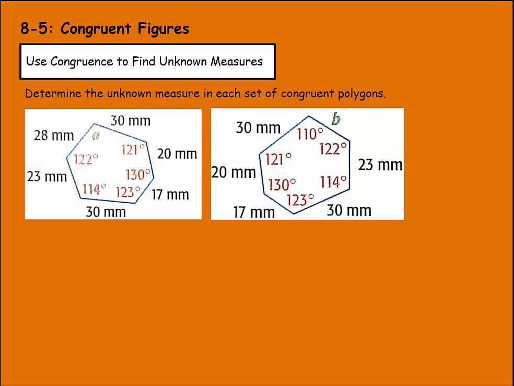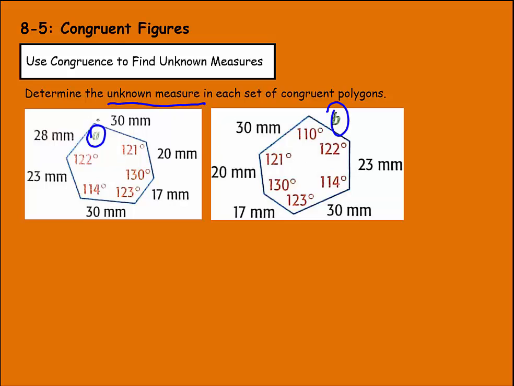Now we're going to be given two congruent figures, and we have to find unknown measures in each set of them. So the two unknown measures I have here are this A, and then this side length B. A is an angle, B is the length of a side. Let's look at A first. So I already know that these are congruent because it tells me that they are congruent. So knowing that, I know that the angles and the sides have to match up. So if you notice, I see 121 here, that matches up over here. I see 130, that matches up over here.